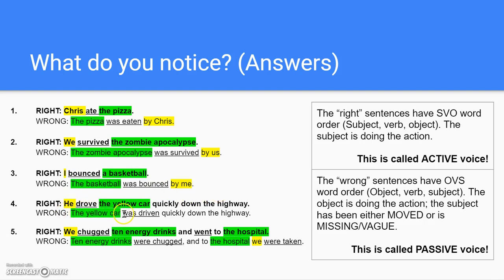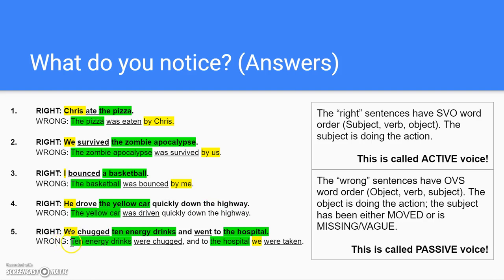The yellow car was driven quickly down the highway. Notice how in number 4, I don't even have a subject anymore. I don't know who is doing the driving. So the object has been given all the emphasis and the sentence has lost clarity, and that's a problem.